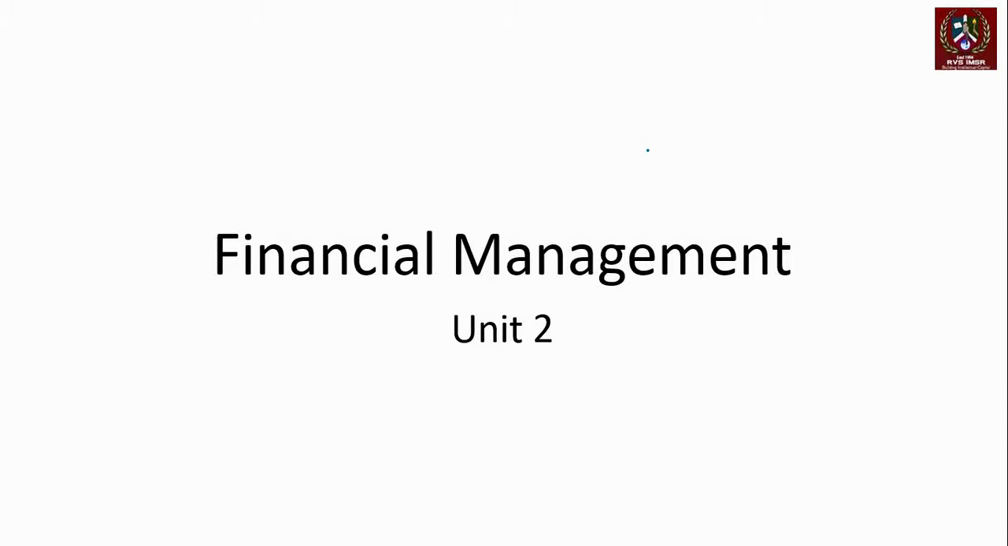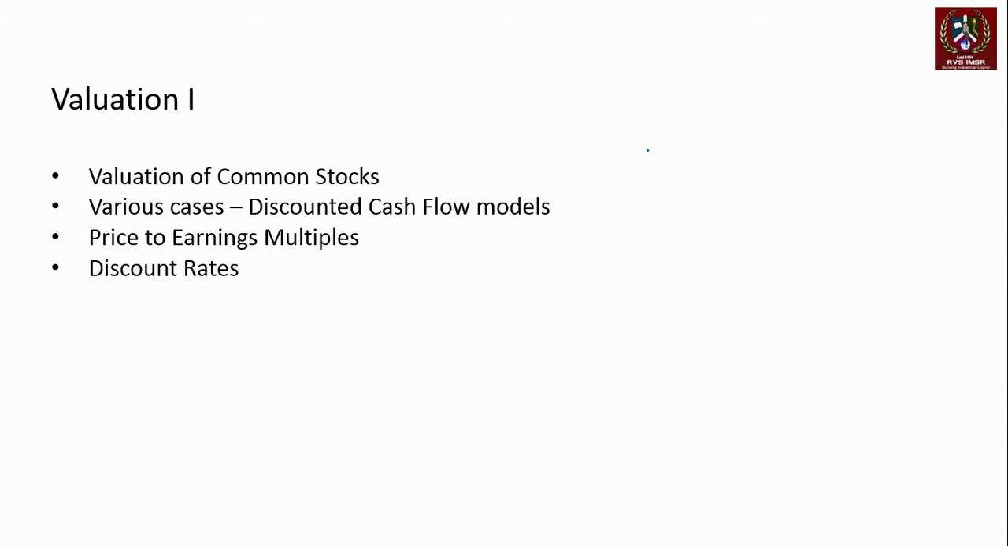There are a few topics that will follow. We'll talk about valuation of common stocks. We'll talk about various cases and try and build a case for discounted cash flow models. What are the various scenarios that come up? We'll start with the simplest of scenarios and then increase the complexity or remove the assumptions that we take. Then we also talk about something called price to earnings multiple, which is a case of essentially relative valuation. And then we talk about the discount rates in this case.